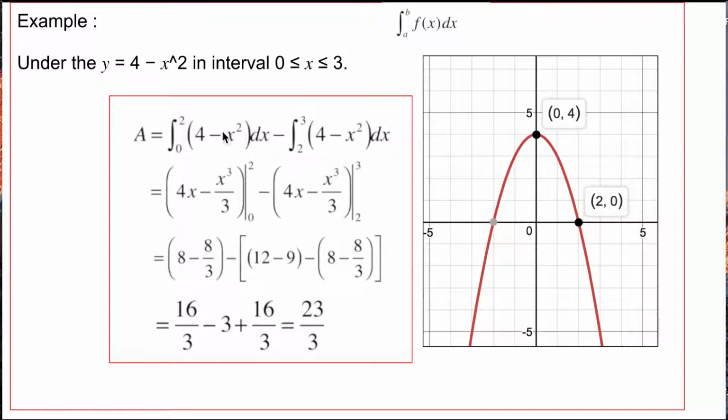That will become from 0 to 2. We put the equation into the formula. Here is the f(x). So that becomes the integral from 0 to 2 of 4 minus x squared dx, and minus, because this area is negative, the integral from 2 to 3 of 4 minus x squared dx. After that, we just have to integrate them, and the final solution becomes 23 over 3.